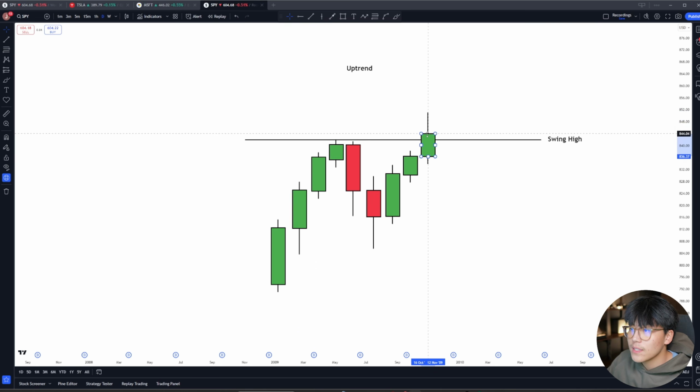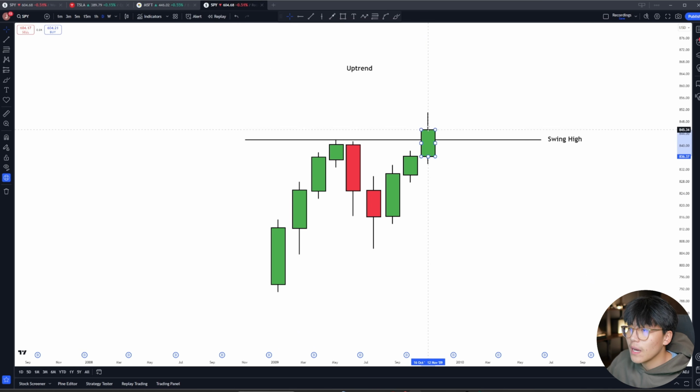If price, theoretically, closes underneath this key area. Let's say, for example, price wicks above, as you can see right here, a big upper wick, but ends up closing underneath this key swing high. What would this indicate? This would indicate that sellers are stepping in above the swing high and price fails to close above this key area. If price fails to close above this key area, this could indicate a potential reversal in price back towards the downside. So depending on how the candle closes is going to be very important.